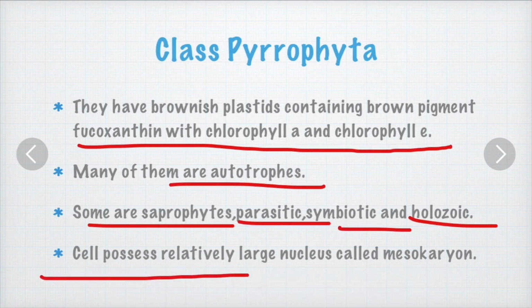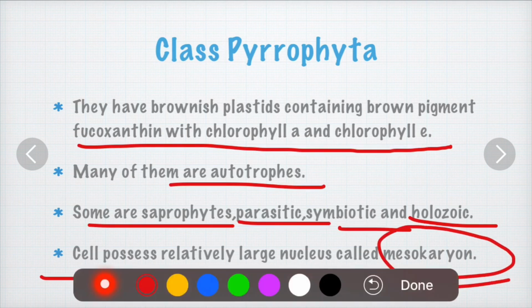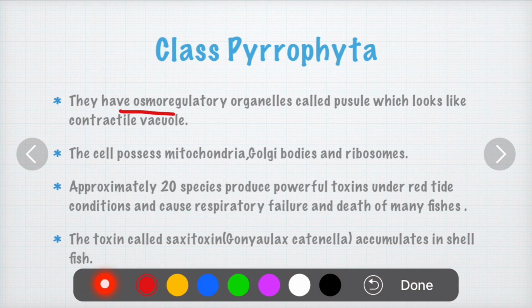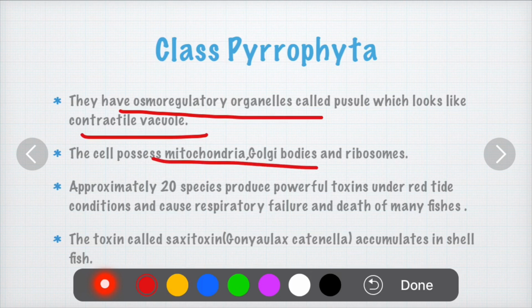The cell possesses a relatively large nucleus. The cells of the Pyrrophyta have a large nucleus that is called a mesokaryon. The Pyrrophyta have osmoregulatory organelles such as pusules, which look like contractile vacuoles. The contractile vacuoles and the pusules, which are osmoregulatory organelles, look the same in appearance. The cell possesses membrane bound organelles such as mitochondria, Golgi bodies and ribosomes.